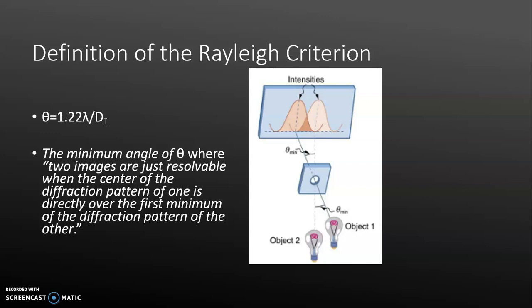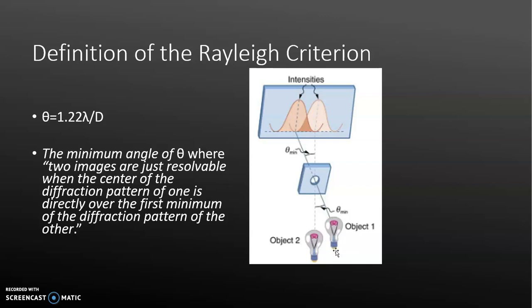That criterion is the minimum angle of theta where two images are just resolvable when the center of the diffraction pattern of one is directly over the first minimum of the diffraction pattern of the other. Okay, there's a lot to unload there. So let's go to this image to see if we can make that clear.